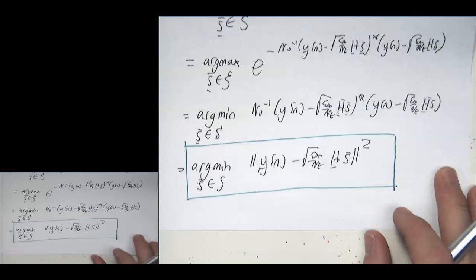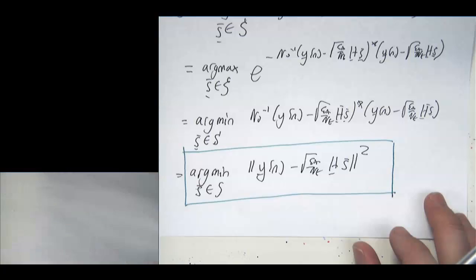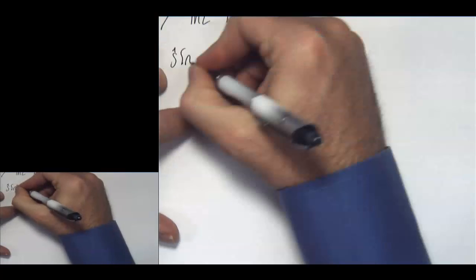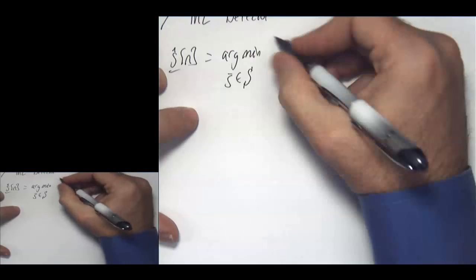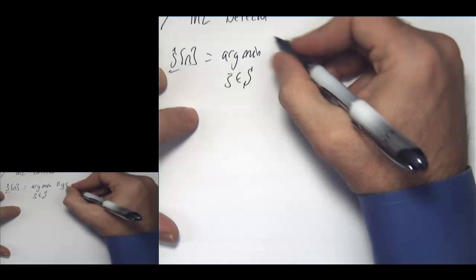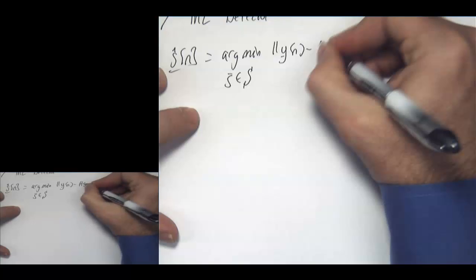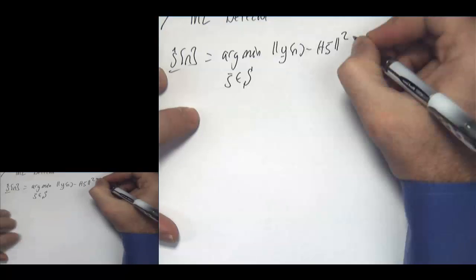Okay, so essentially, just to summarize here, we're going to implement the ML detector. It implements s hat of n equal to the arg min over s bar in this big S here, of the norm of y of n minus H s bar, squared.